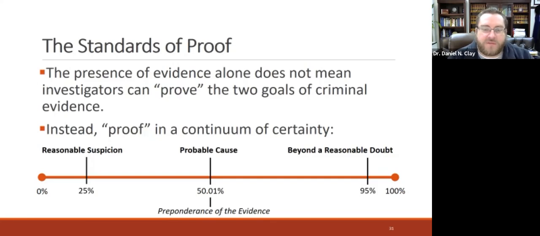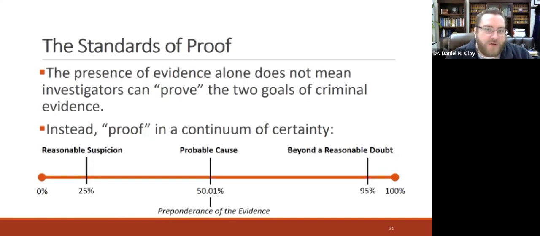Police are often concerned with probable cause, because probable cause is what you need to get an arrest warrant. If police have enough evidence to show it's more likely than not that the crime was committed and the defendant committed it, they can get an arrest warrant. They can make an arrest.